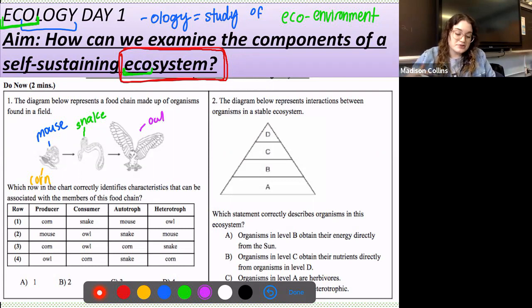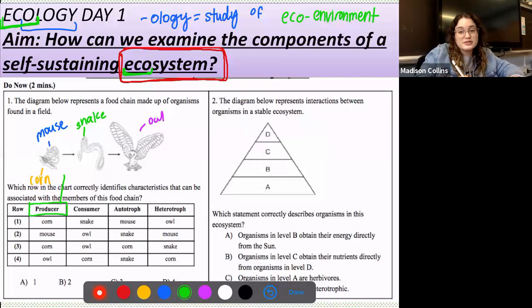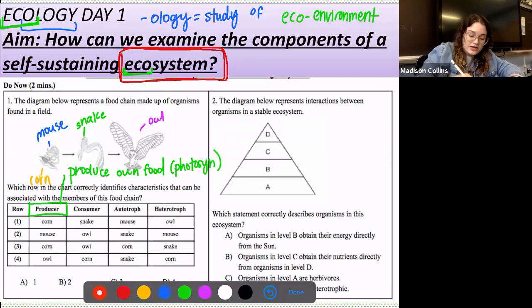So we're given the words producer, consumer, autotroph, and heterotroph. Some of these words you may know, some of them you may not. Let's go through all of them together. So starting with the word producer. Whenever you see this word in ecology, we're talking about organisms that produce their own food, specifically through photosynthesis. Okay, produce own food through photosynthesis. Whenever you see the word consumer, we're talking about organisms that have to eat other organisms for food.